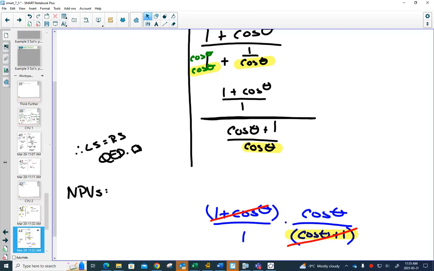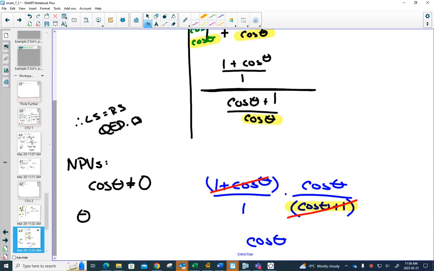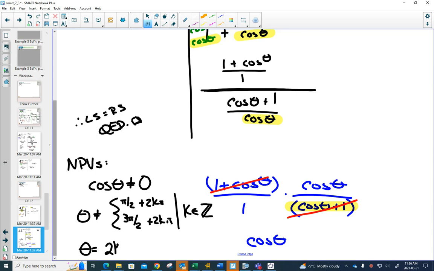So for our non-permissible values, cos theta can't equal 0. When does that happen on your unit circle? It's your x coordinate, right? At pi over 2 and 3 pi over 2. So what you could do for your non-permissible values here is write the general solution. That's the general solution for cos theta equals 0, pi over 2 and 3 pi over 2. Or, if you remember from chapter 6, when we wrote this out, odd numbers times pi over 2 where k was an integer, you could write that.